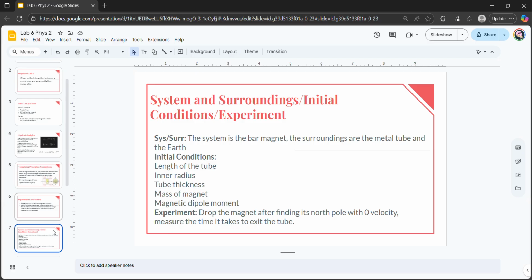The experiment is going to be to drop the magnet after finding its north pole. You can try and drop it with zero velocity, which means drop it as close to being inside of the bar as you can, and then you're going to measure the time it takes to exit the tube.